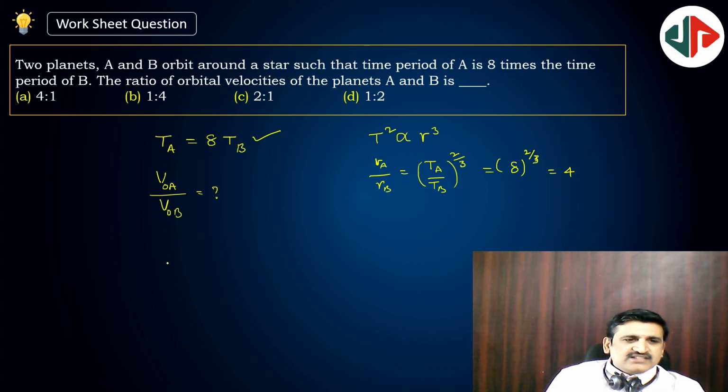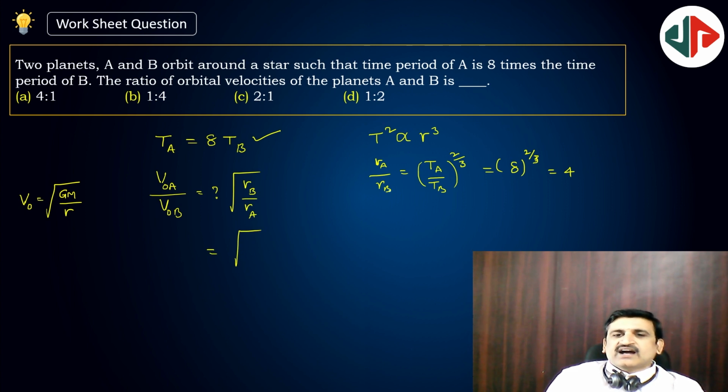Now orbital velocity. What is the basic formula for orbital velocity? It is square root of GM by small r, where r is r plus h. So obviously the formula will become like this: square root of RB by RA. What is RB by RA? RA by RB is 4, so RB by RA is 1 by 4. Square root of that means 1 by 2. That means 1 is to 2.